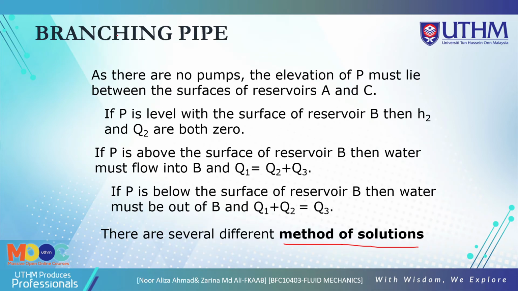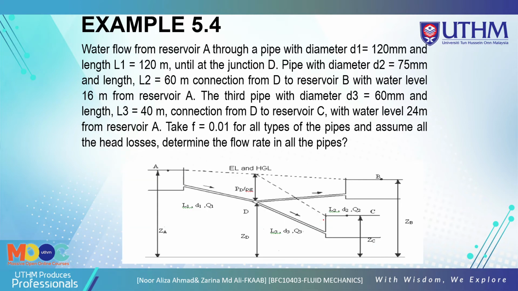So if P is above the surface of reservoir B, then water must flow into B, and Q1 is equal to Q2 plus Q3. If P is below the surface of reservoir B, then water must flow out of B, and Q1 plus Q2 is equal to Q3. Now we look at the example here.